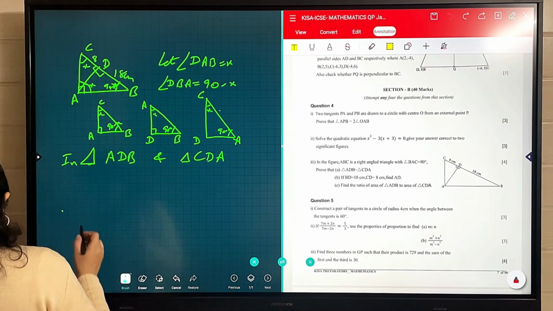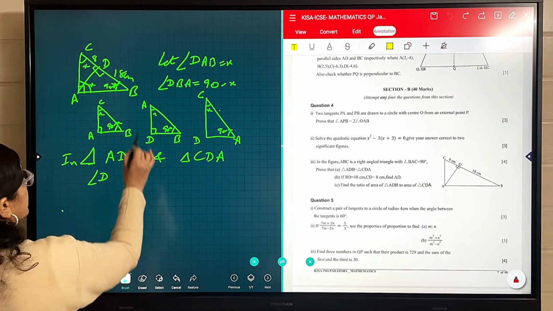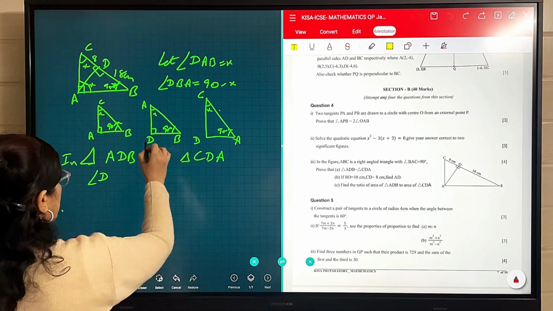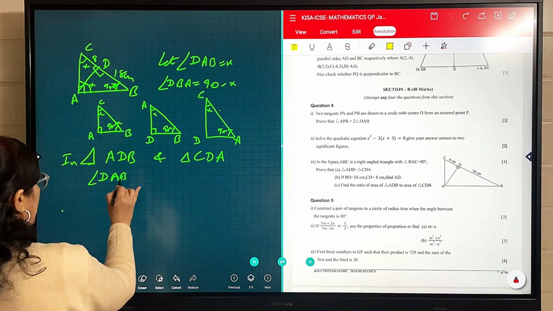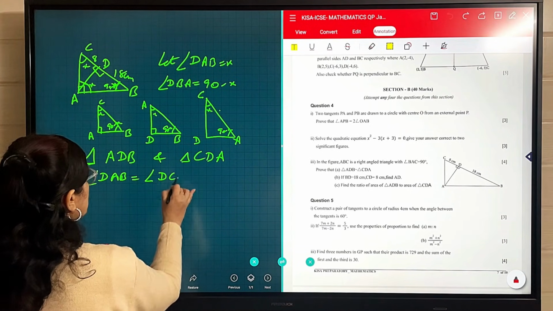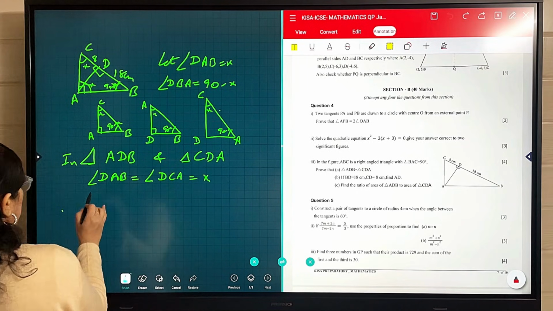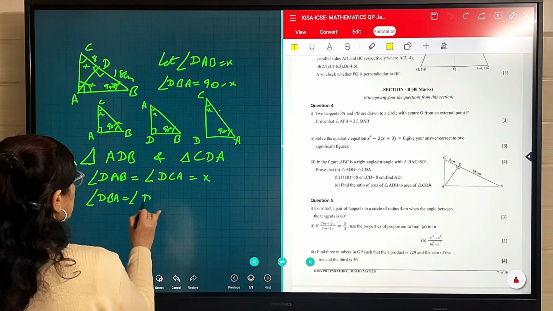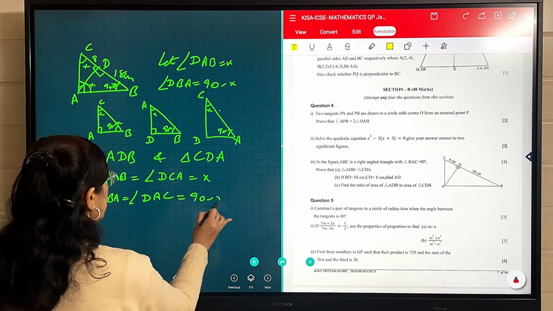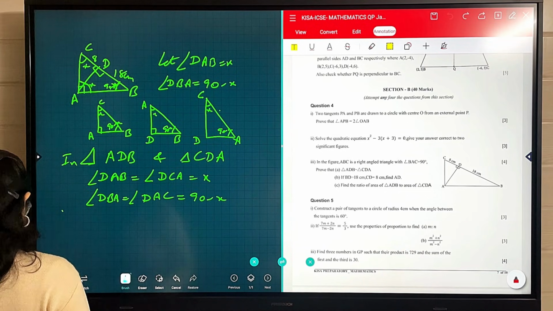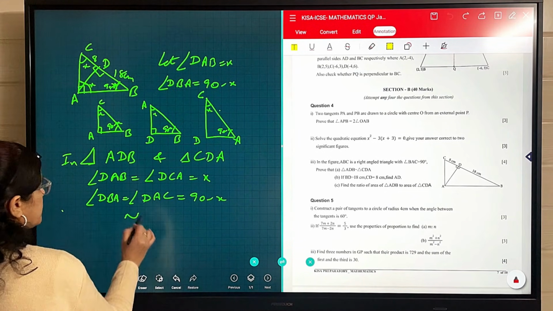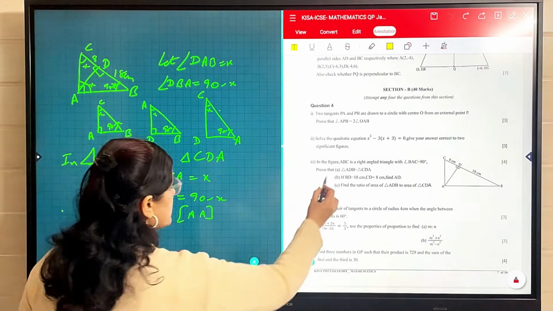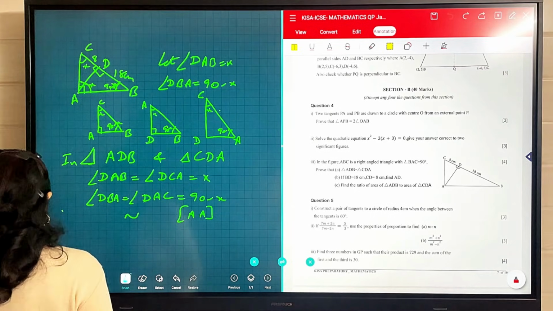You can easily see, but still we have to write that angle DAB is equal to DCA. DAB is X, and DCA is also X. Similarly, angle DBA as well as DAC are both 90 minus X. So one is X and one is 90 minus X. So if you are getting two angles equal, it means the two triangles are similar by the AA axiom. So we have to show this. Now next: if BD is 18 and CD is 8, find AD.